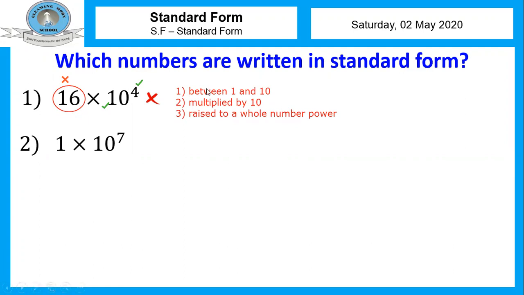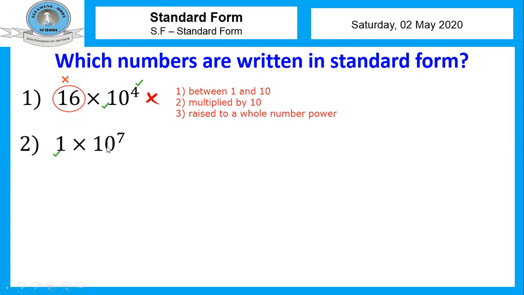Okay. Now for us to decide if we are right, let's go back again to the features of standard form. So our first feature is number 1 point between 1 and 10. Is 1 between 1 and 10? Yes, it is between 1 and 10, so it passed that test.